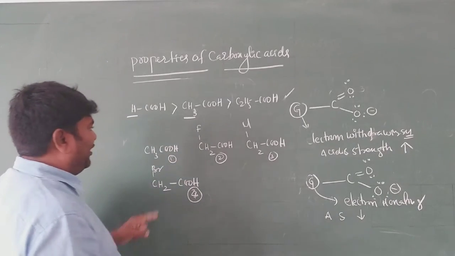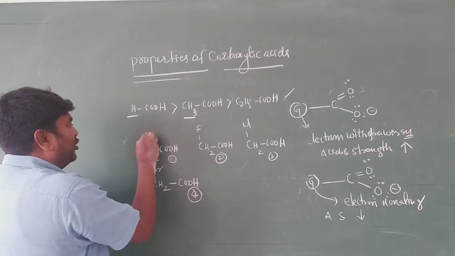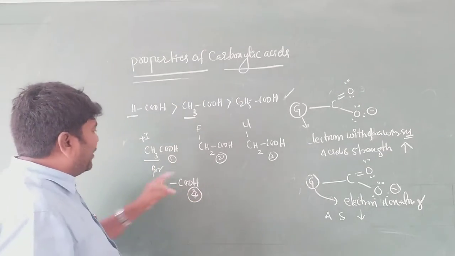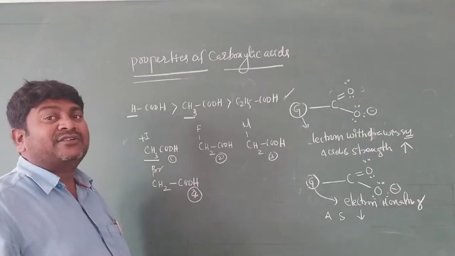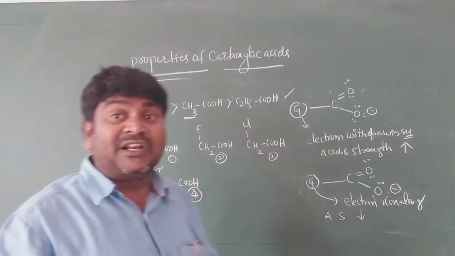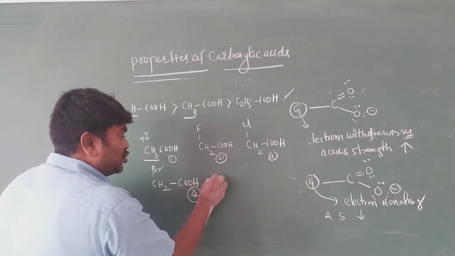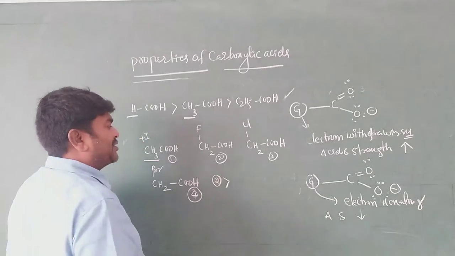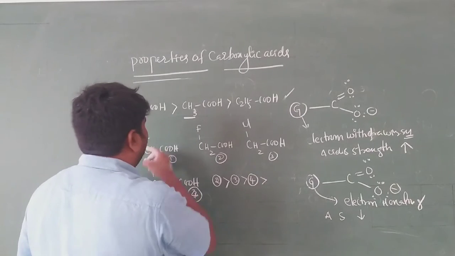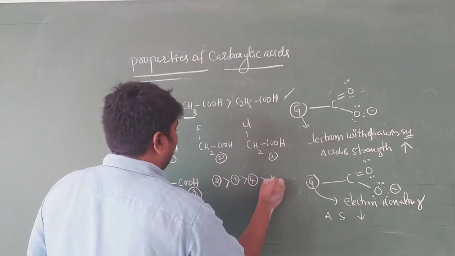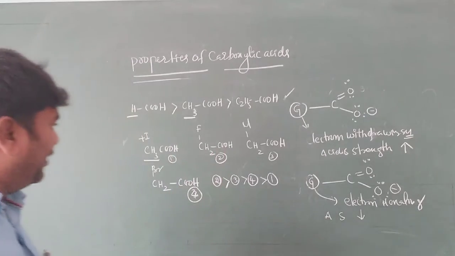Comparison between them: this one is a plus I effect group. The remaining ones, fluorine, chlorine, bromine, are all electron withdrawing groups. Among them, the more electronegative one is stronger, so 2 is greater than 3, 3 is greater than 4, and 4 is greater than 1. This is the acidic strength order. It is very important, my dear students.